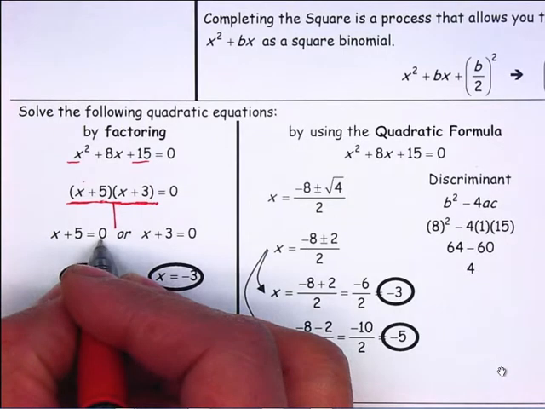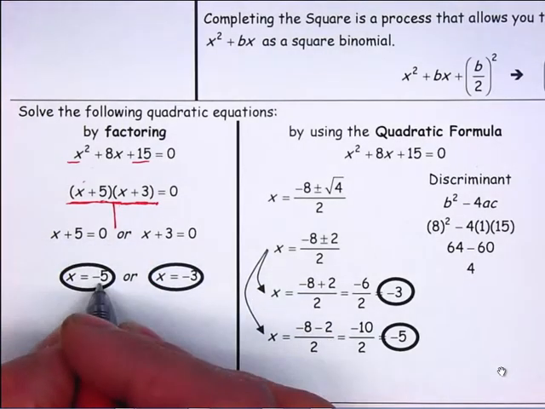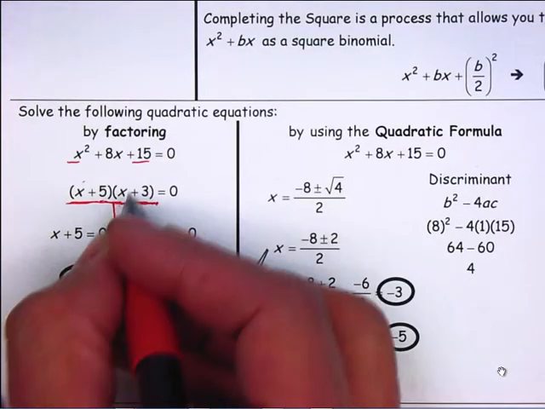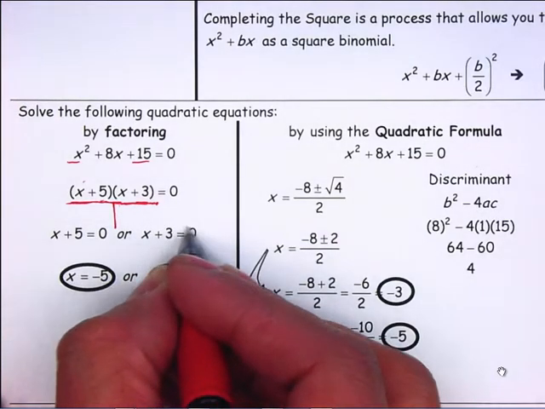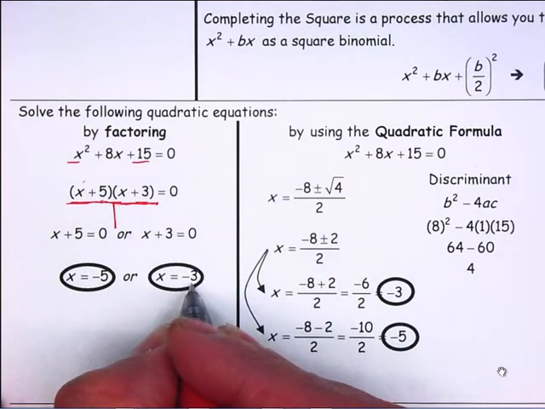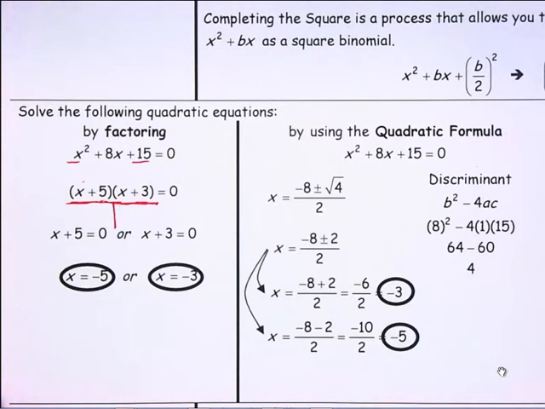x plus 5 equal to 0. Then we can move the 5 to the right, it becomes a negative 5. x plus 3 equal to 0. Move the 3 to the right, it becomes a negative 3. So x is equal to negative 5 and x is equal to negative 3.